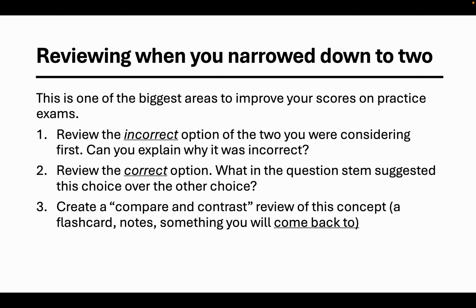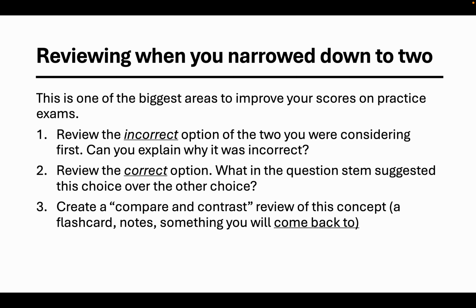Okay, all right. So reviewing a question when you narrowed it down to two choices, and reviewing a question you got wrong, are similar to what we just talked about, but there are a couple of extra layers that you have to add on. You should know all of the stuff we talked about a minute ago in terms of reviewing a question you got right, but you also want to think about how could you have gotten this question right?